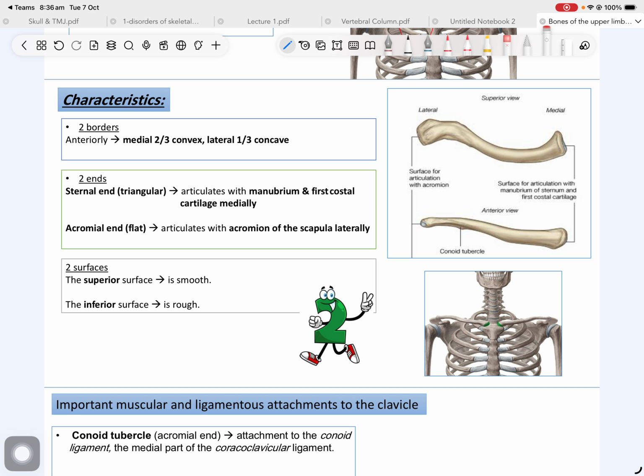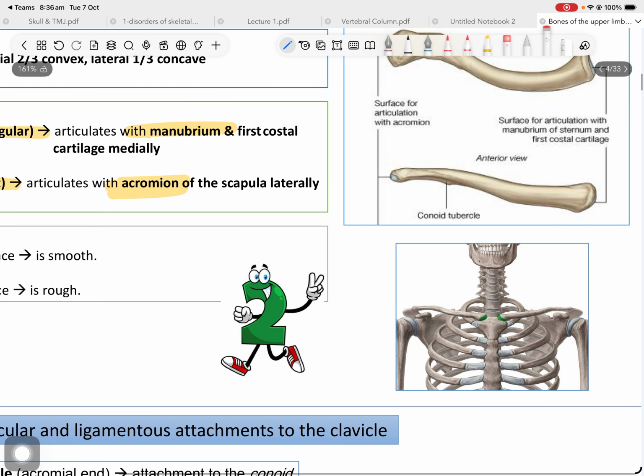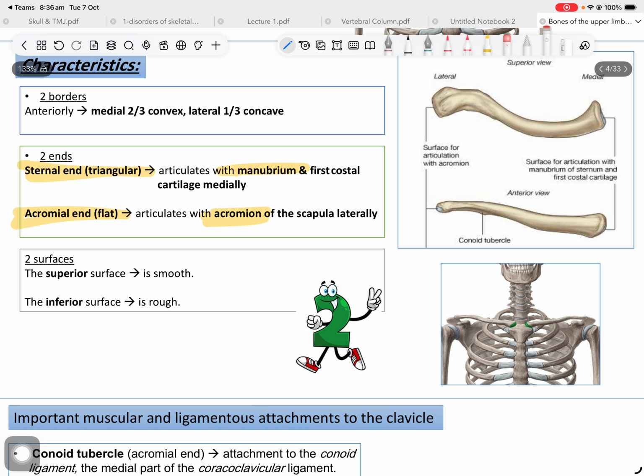So when you go to the lab, you compare both ends with each other. You see that this one is triangular in shape, while the lateral end is a flat end. And I call it the acromial end because it is attached to the acromion of the scapula. Okay? So we call it the acromial end, and this is the sternal end according to the attachment. This is the lateral end, this is the medial end according to the anatomical position, or the flat end and the triangular end according to the shape. Okay? So this is regarding the ends of the clavicle.